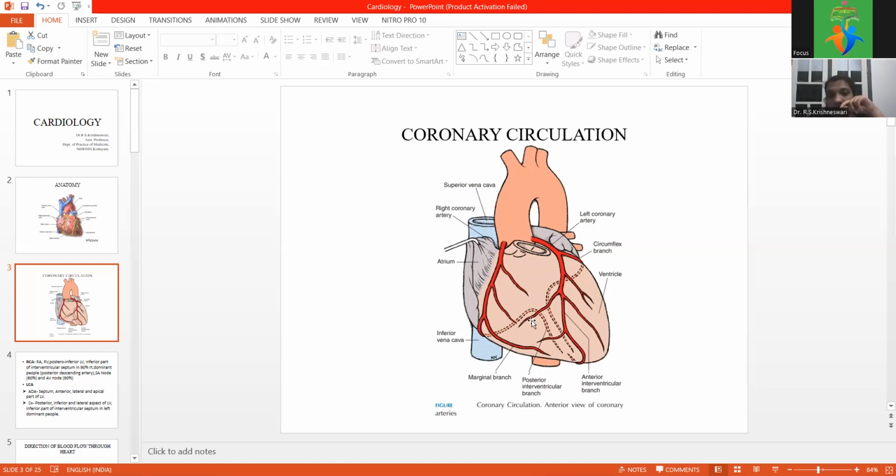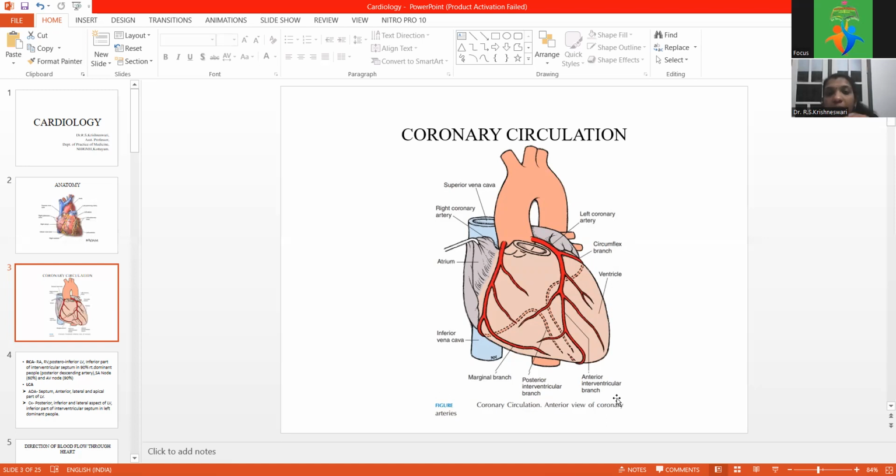The right coronary artery gives rise to the marginal branch and also the posterior interventricular branch. The posterior interventricular branch is also known as the posterior descending branch. And the left coronary artery gives rise to the left circumflex coronary artery and also the anterior interventricular branch. It is also known as the left anterior descending branch.